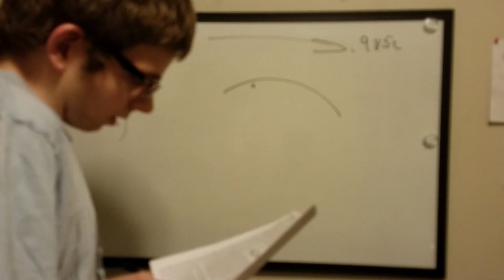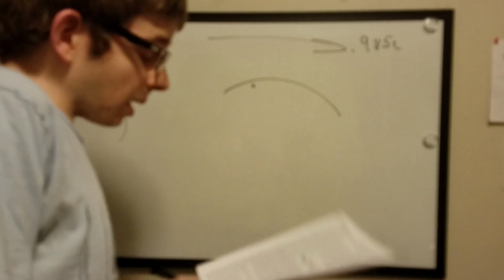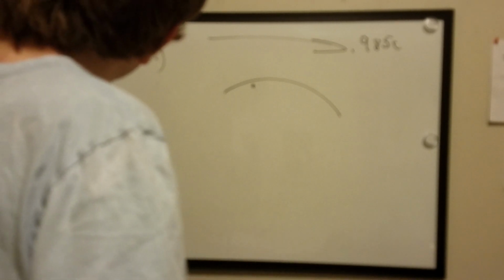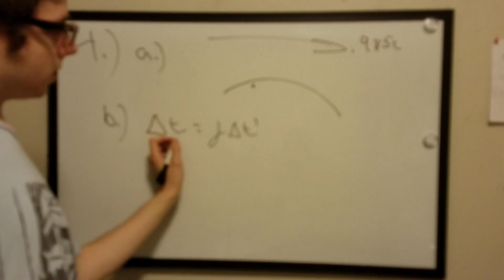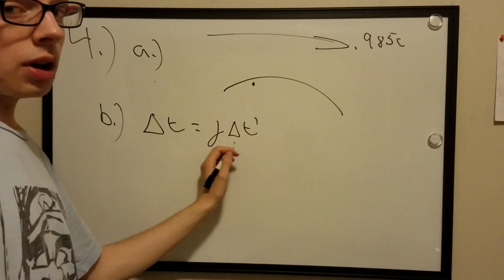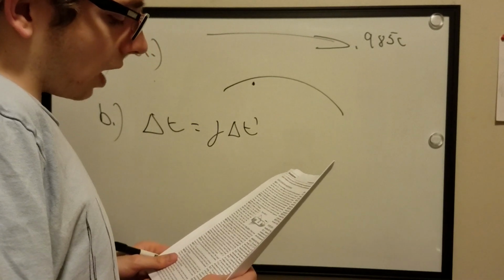Now, for the second part, it asks, what is the duration of the light pulse measured by the pilot of the spaceship? So we will use our time dilation formula, which is outside time equals gamma times inside time. The inside time here is going to be the proper time. So we know the proper time, and that is 75 nanoseconds.